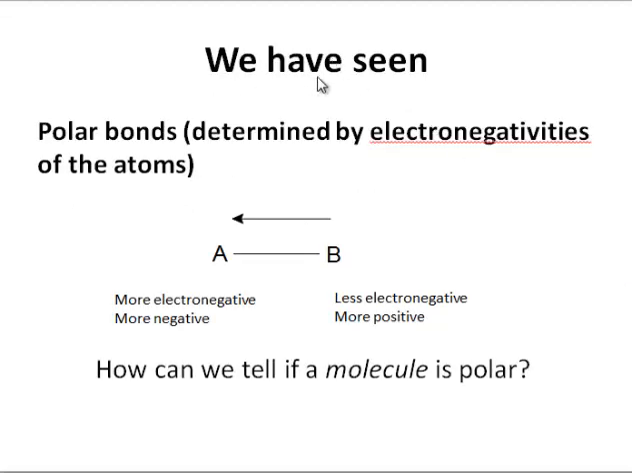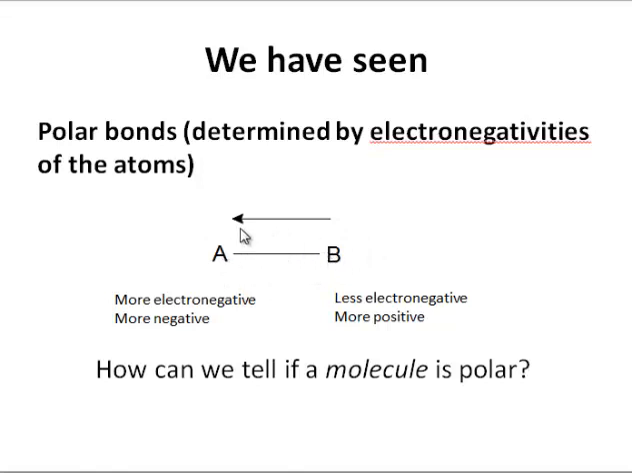All right. We have seen, or have looked at, polar bonds, which are determined by the electronegativities of the atoms. For example, here's a bond where A is more electronegative than B. A and B are bonded together. Since A is more electronegative, it will pull the electrons in the bond toward it and be a more negative atom, while B will be a more positive atom. And by more negative and more positive, I mean partial charges, not that A and B become cations and anions.